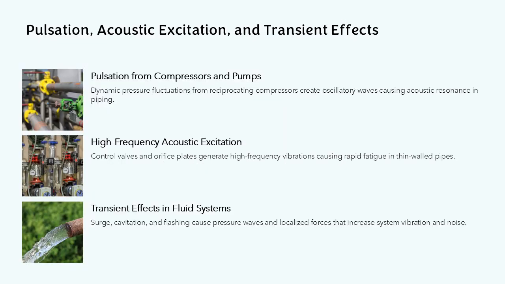Pulsation refers to dynamic pressure fluctuations within the fluid, which can amplify through acoustic resonance in the piping system. Reciprocating compressors and pumps are common sources of pulsation, generating oscillatory pressure waves that interact with the system's acoustic natural frequencies. When these frequencies align with structural natural frequencies, severe vibration can occur. Rotating stall in centrifugal compressors is another mechanism that produces tonal pressure pulsations, particularly under low-flow conditions.